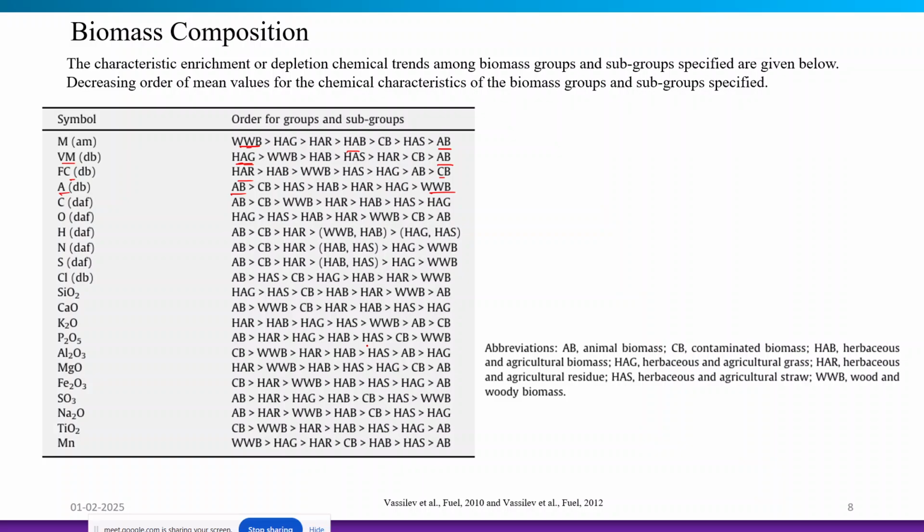This kind of chart will be helpful for you to choose the suitable biomass for your application. You can check that compatibility for your system. If you want to deal with high volatile matter, you will go for herbaceous agricultural grasses. But if you don't want to deal with a lot of ash generated, you will go for woody biomass, so it will have lesser ash content.